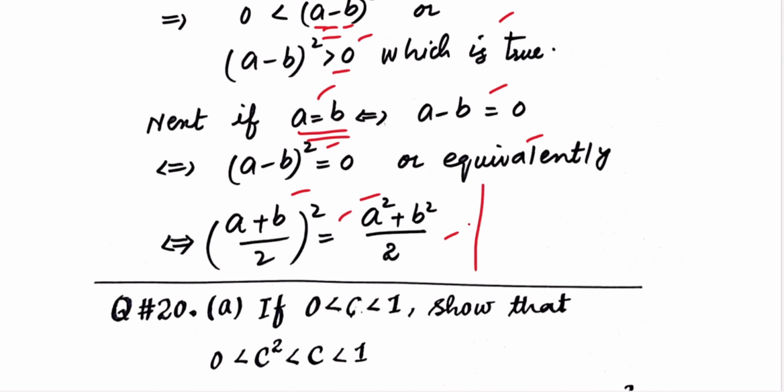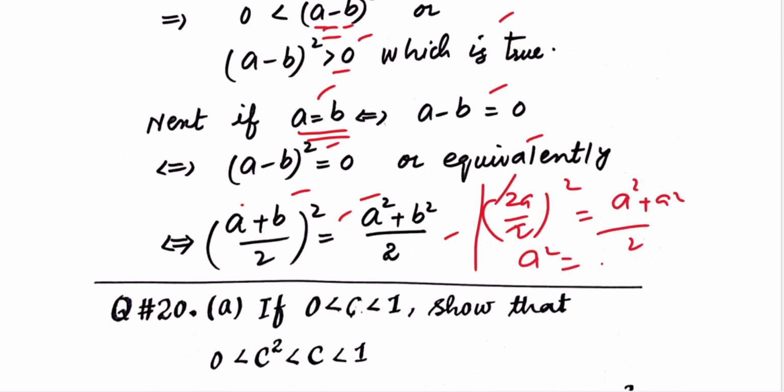Otherwise, you can just substitute the value of a and b in both sides. You can obtain the same result from both sides. If you substitute a equal to b here, this is equal to 2a over 2 whole square, and on the other side we have a square plus a square over 2. This is equal to a square and this is equal to a square.